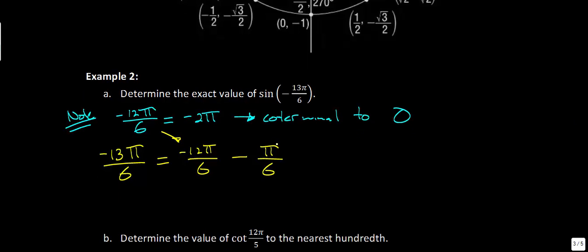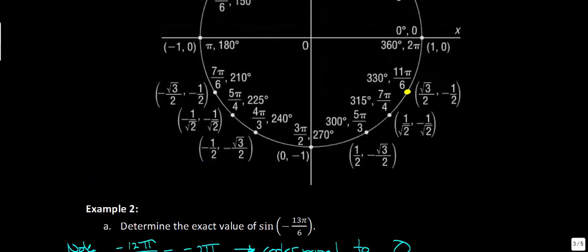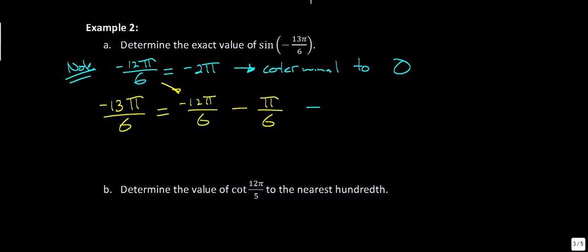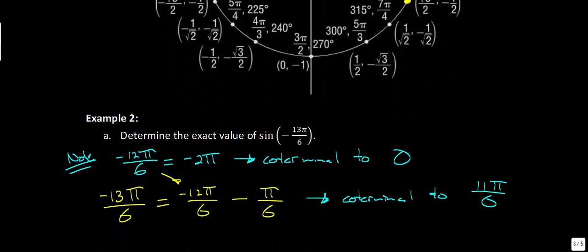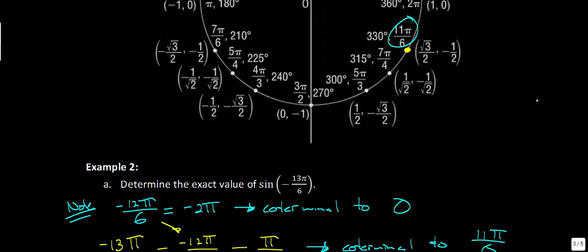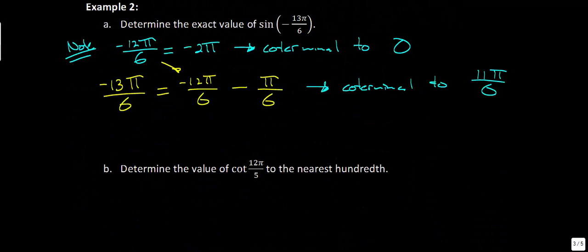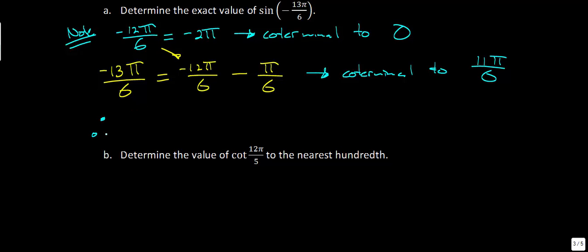And what do we know about negative pi over 6? Well, because we've just come right down there, it must be coterminal to 11 pi over 6, right? Notice that it matched up with that 11 pi over 6 right there. Okay. So now if I want to know what the coordinates of that point are, I can just look right here. And so therefore the coordinates are root 3 over 2 and negative 1/2.